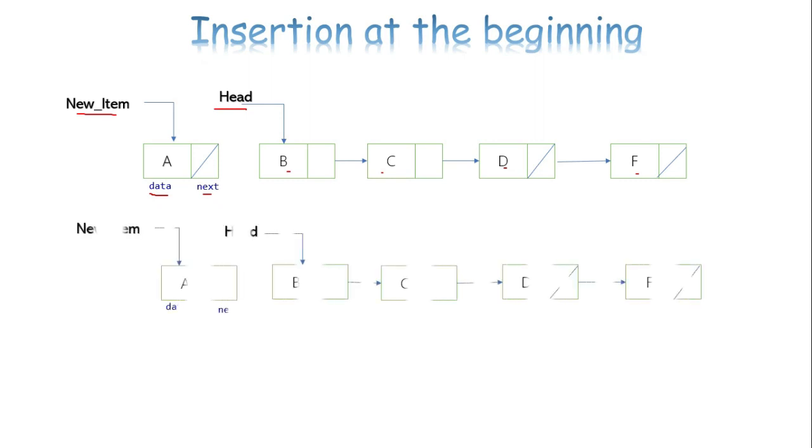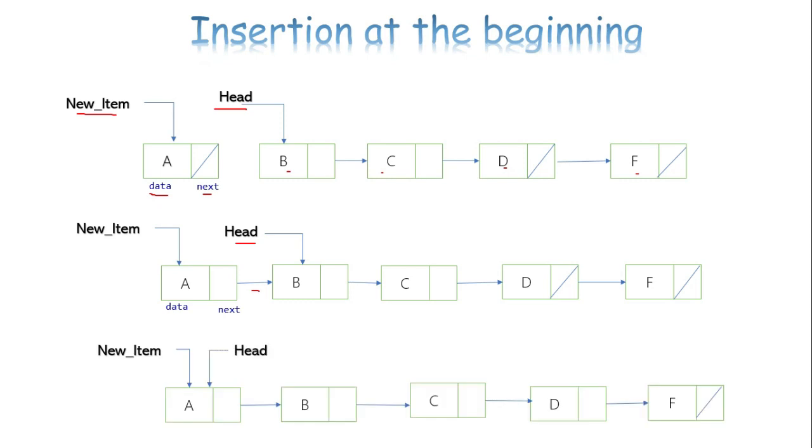Let me redraw it here. So to insert this new item node at the beginning, all we need to do is to tell the new item dot next to point to the head like this. And to maintain the linked list always pointed to by the head, we have to tell the head to point to the new item. So it will look like this.